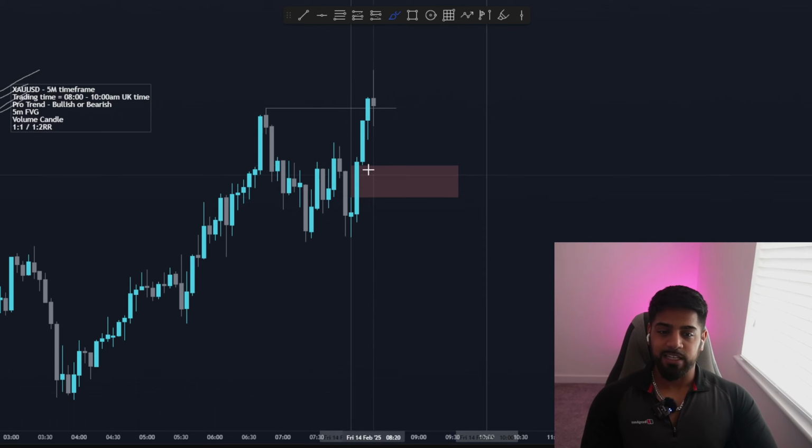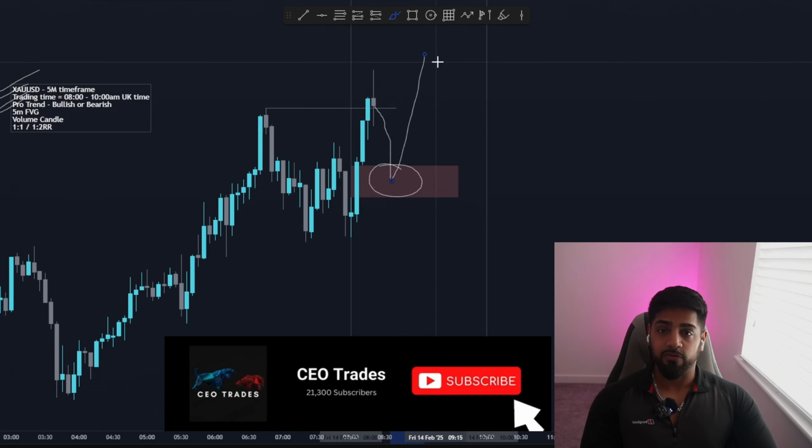And again, as we can see, the reason why this is a fair value gap is because only buying positions were offered in this area, no sells, and we have left this massive area of inefficiency. Now, price is 9 times out of 10 going to come back, rebalance this area, and then from there we are going to rocket in the pro trend direction.